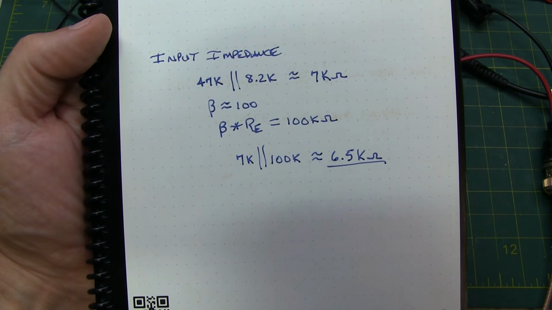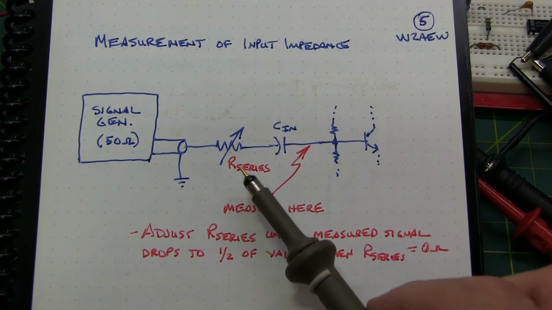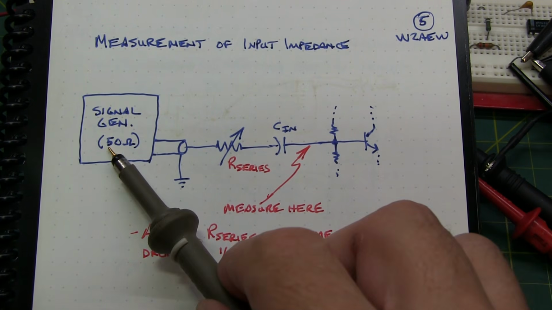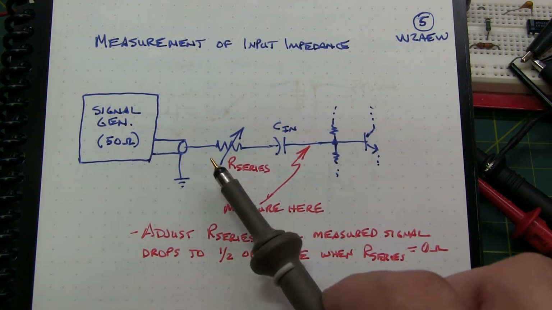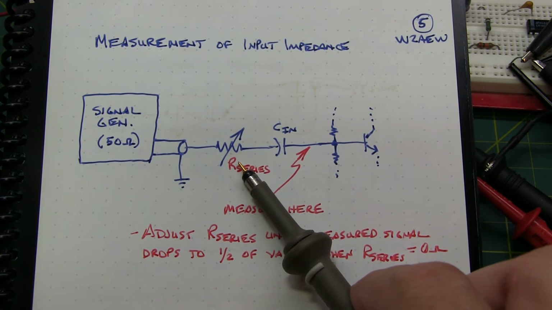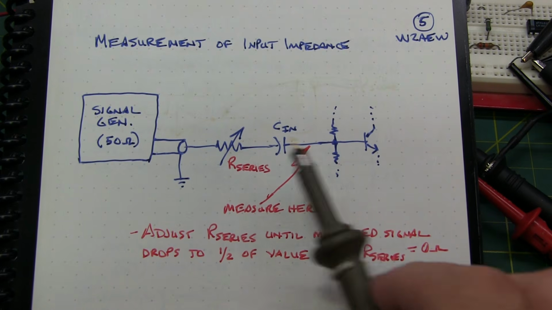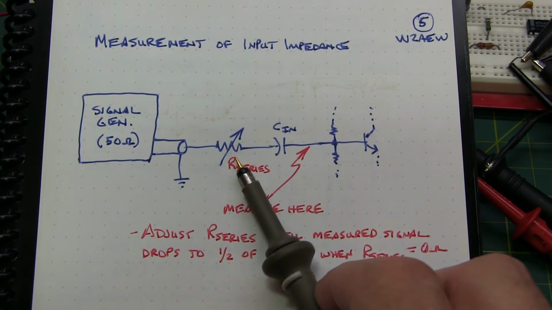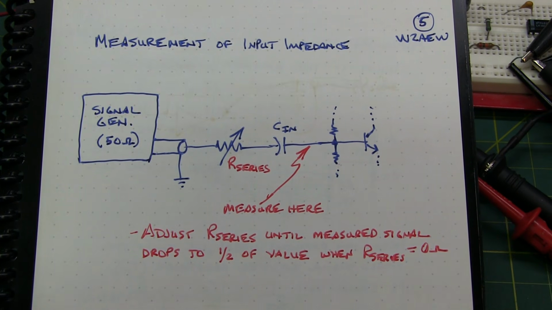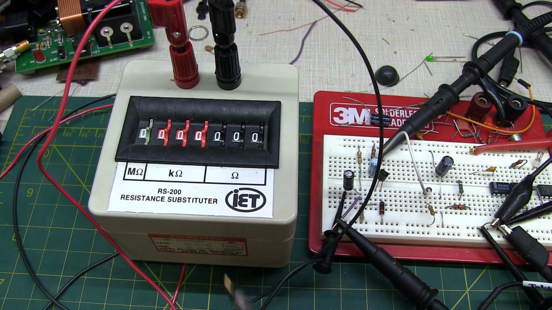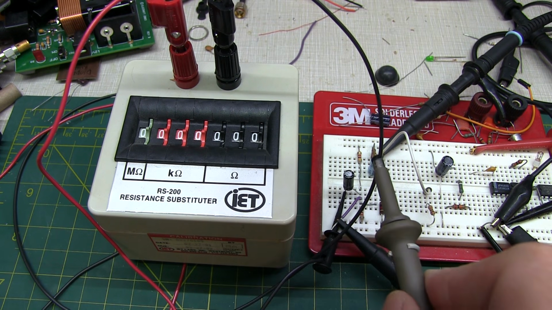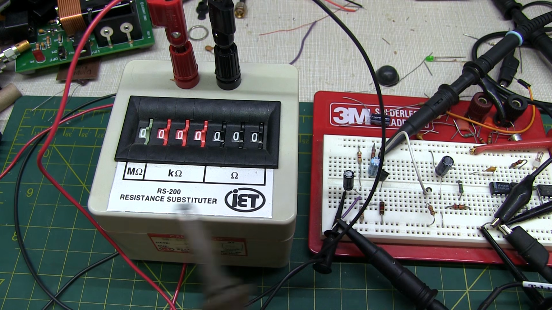Let's go verify that. Our measurement process is to put a series resistor between the signal generator and the amplifier. Increase this resistor value until the voltage value here is cut in half. When we do that, the series resistance will basically equal the input impedance of the amp. So our process is simply to adjust this until the input signal is cut in half, and we'll go take a look and see what values we end up with.